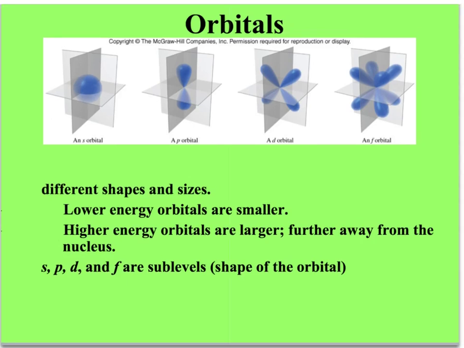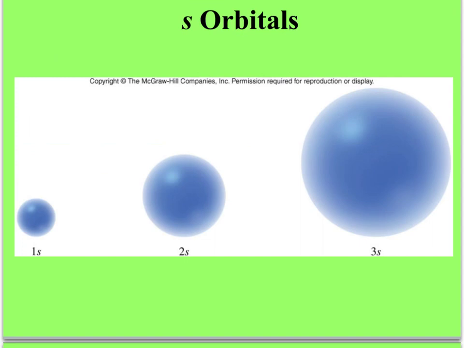So looking a little closer at the s orbitals, here's 1s, 2s, and 3s. And as you go down the periodic table, you go down from 1s to 2s to 3s. And as you can see, the energy levels get much larger, and they increase in size as you go down.